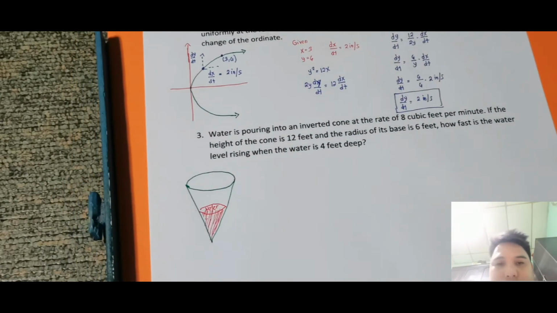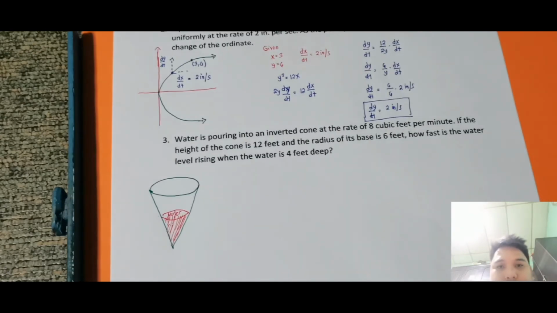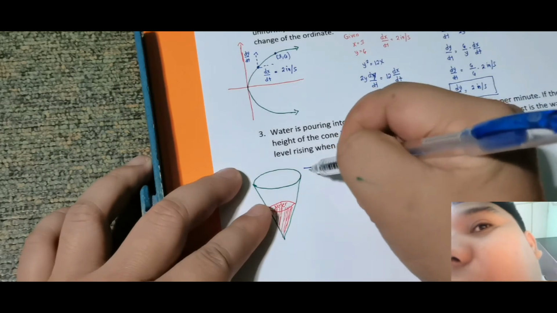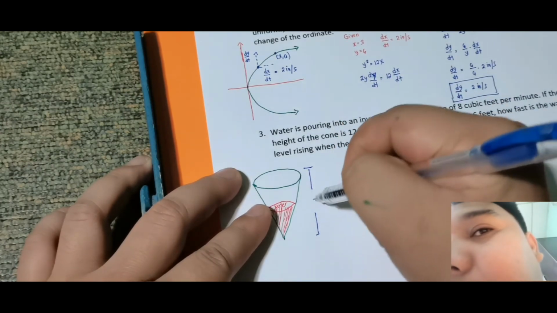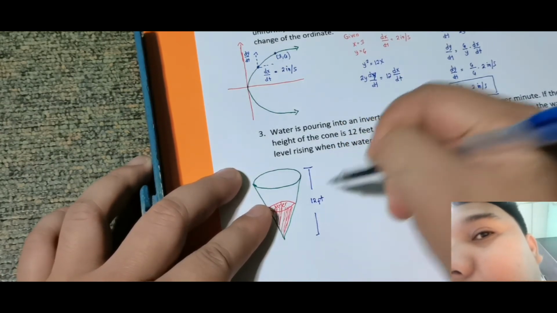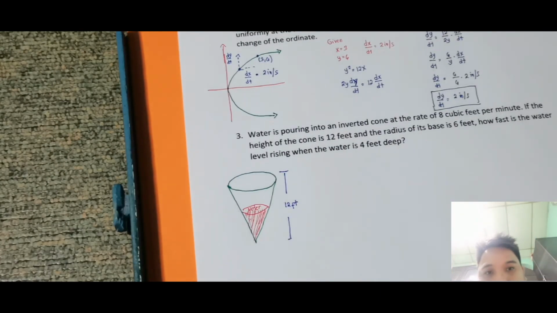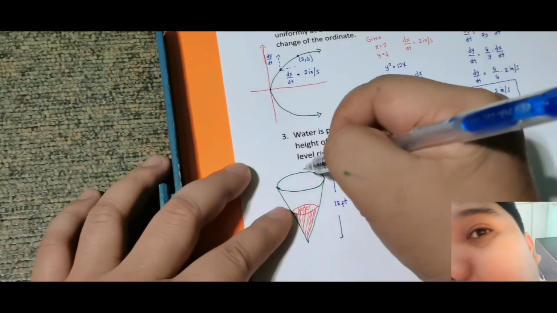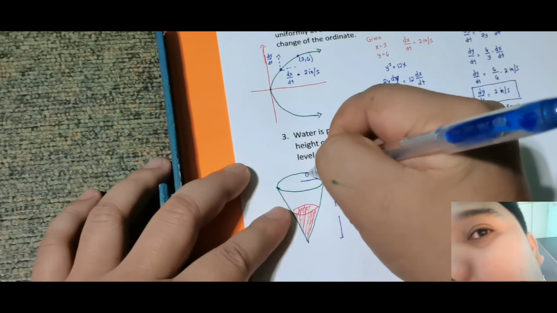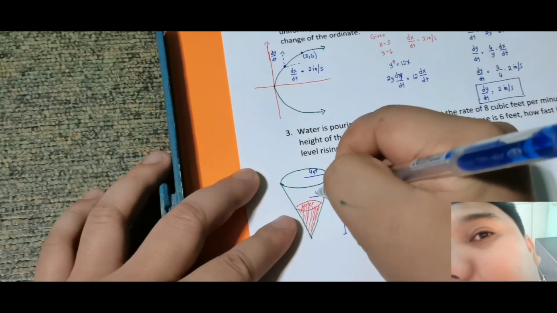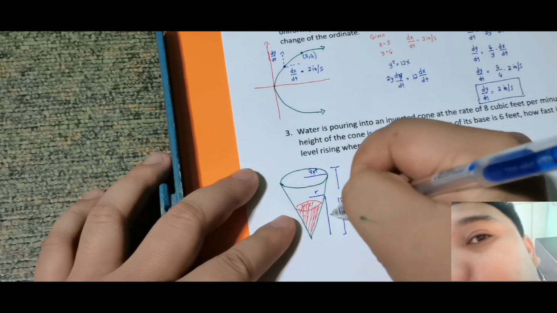Okay, so ano gagawin natin? Water is pouring into an inverted cone at the rate of 8 cubic feet per minute. So, if the height of the cone is 12 feet, so meaning yung buong height niya is 12 feet. Okay. Next is, and the radius of its base is 6 feet. So, meaning yung radius dito is 6. Okay, so let me call this, itong part na to is R, radius siya. So, dito meron din H na height.